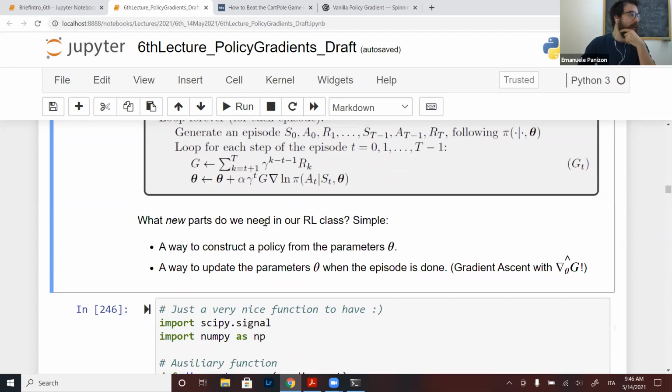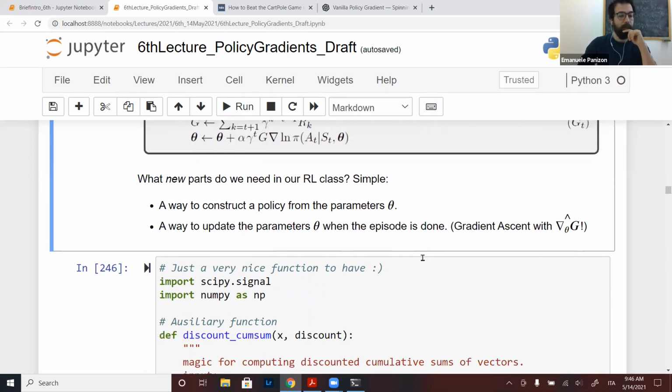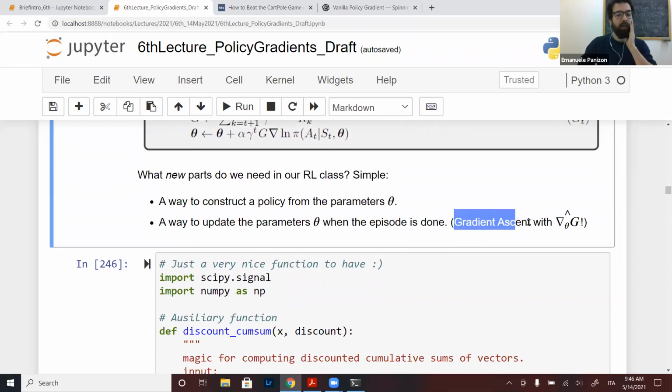So what new parts do we need? Very simple. We need two parts. We need a way to construct the softmax, so we need a way to store the theta. We have a way to call this policy from the theta and give us a random action and also the policy at the state. And then we need this way, which comes from the policy gradient theorem, to update the parameters every time the episode is done. Okay, so we need this to do one move with gradient ascent with this gradient.